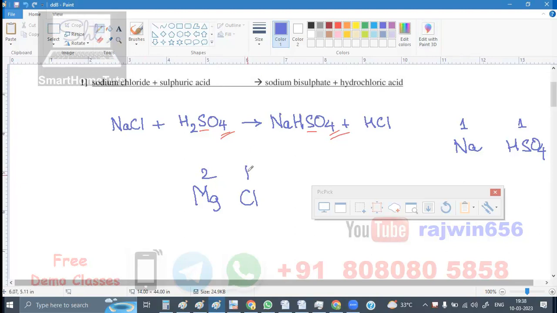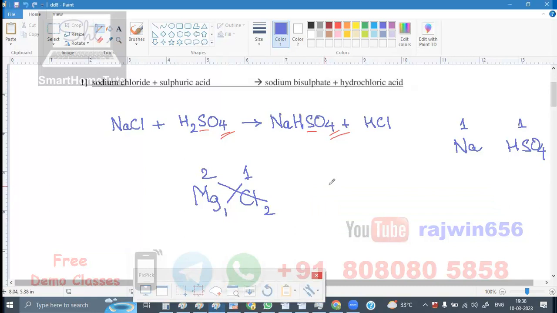So chloride valency is 1. Obviously this 1 is going to come here and this 2 is going to come over here. The formula of this is going to become MgCl2. Same way as we did before, the practice of writing the formula, same thing that you have to apply over here. Once that is applied, you have to see the number of atoms on the left hand side and right hand side are equal or not. That's going to balance the equation.